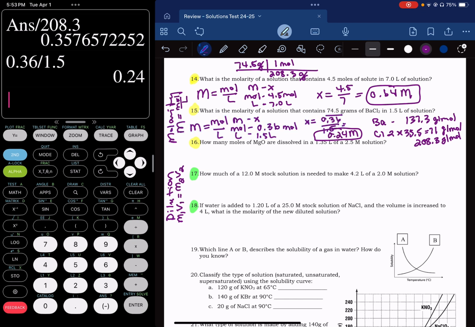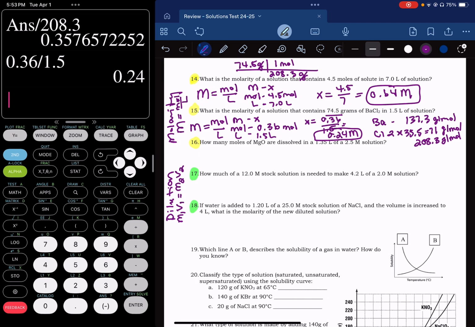That means that we have a concentration of 0.24 moles per liter of barium chloride. That is what that means. It is a measure of concentration in terms of moles. Okay, here we go. We have one more.